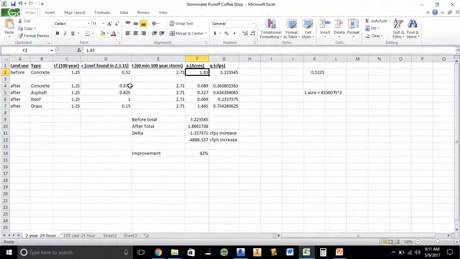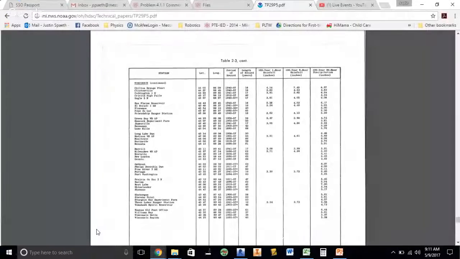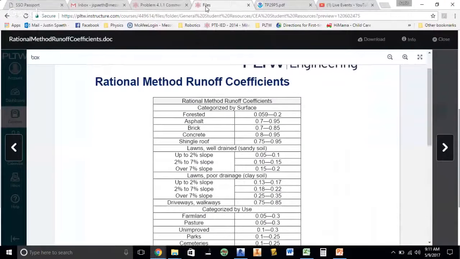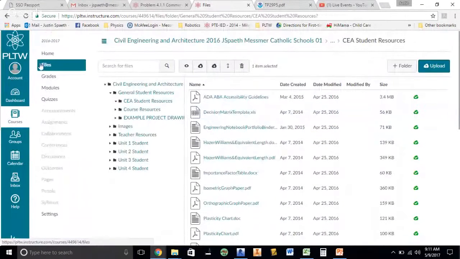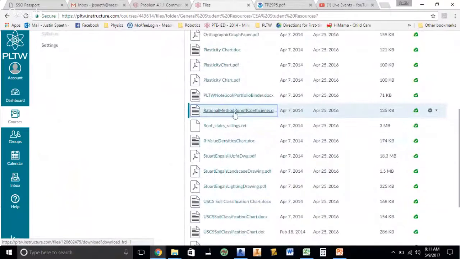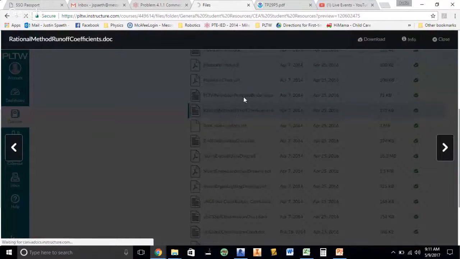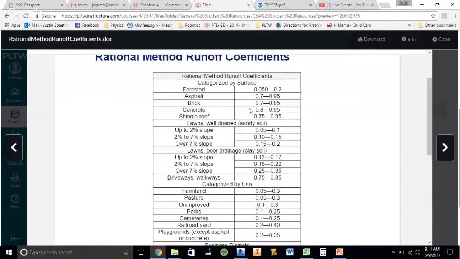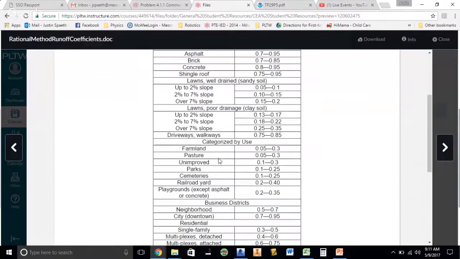The last thing that I need to look at is the coefficient. This coefficient is dictated by the surface type on our site. If I look at concrete, my site is kind of weird. It's a mixture of concrete and grass all grown over, so I took an average between the two. Where this can be found, if you are in a Project Lead the Way CEA class, you can go to Files, General Student Resources, CEA Student Resources, and look at the rational method runoff coefficients. It can also be found on a simple internet search. It also breaks them down by use, so general farmland, general pasture, park, that sort of thing.